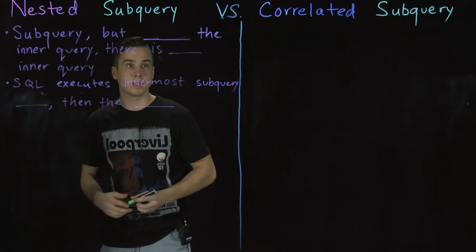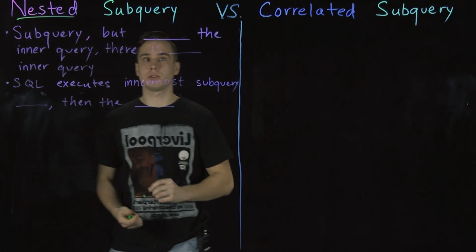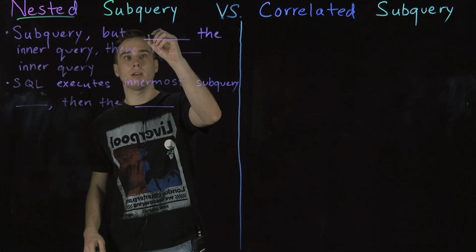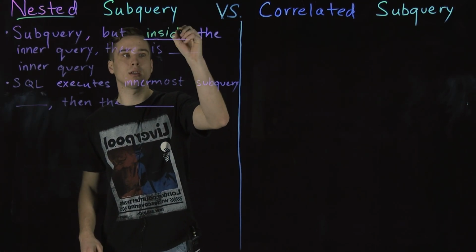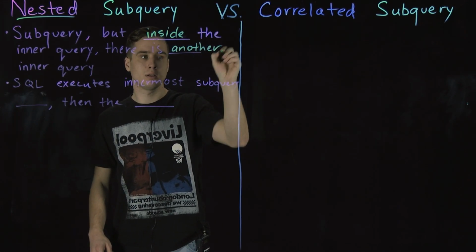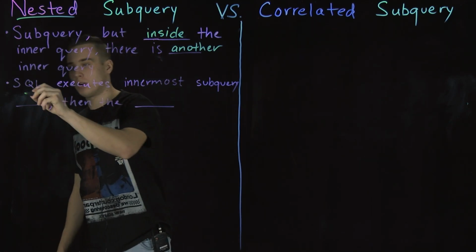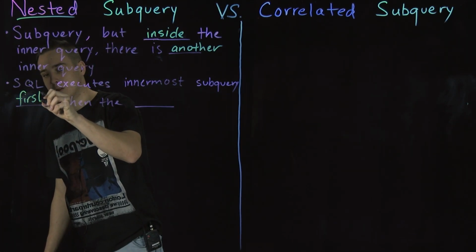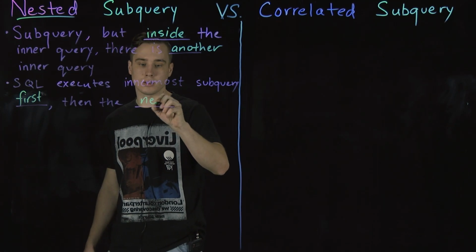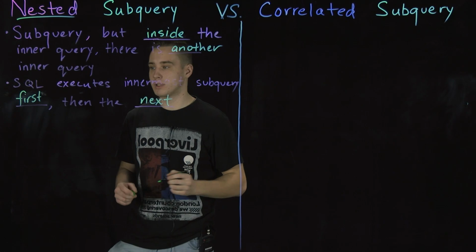Okay, so now I'm going to explain what a nested subquery is. A nested subquery is just a normal subquery, but inside the inner query, there is another inner query. SQL executes the innermost subquery first, then the next, and so on. So now we're going to go over some examples.